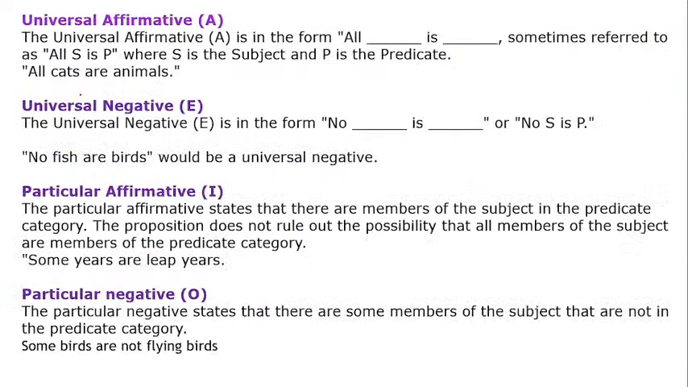Very important. Again, I'm giving the examples of universal affirmative. Universal affirmative is of the form all dash is dash, or you can say all S is P. S is subject, P is the predicate. If I'm saying all cats are animals, what is the subject? The subject is cat and the predicate is animals. All is the quantifier and are is the copula.